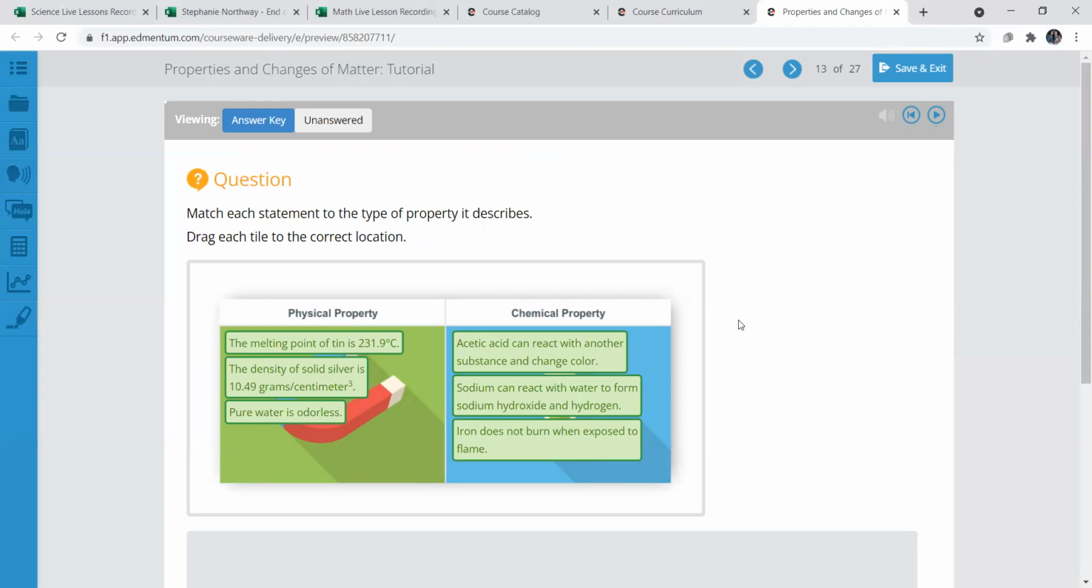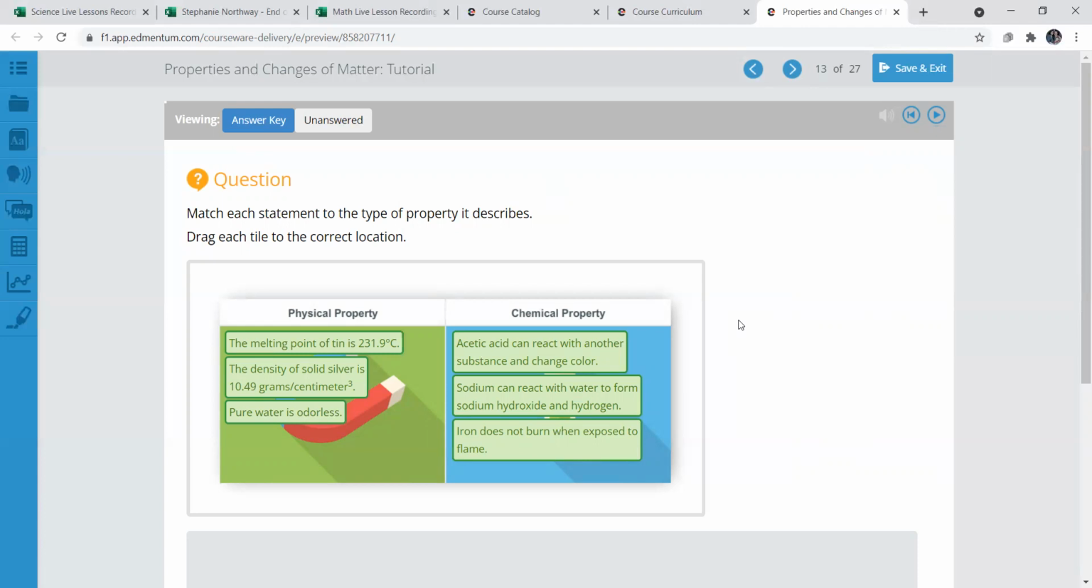The density of solid silver is 10.49 grams per centimeter cubed. That would be a physical property of silver, because the density of solid silver likely would not change. That's a physical property. Pure water is odorless. Water does not have a smell to it. That is a physical property that we can observe.